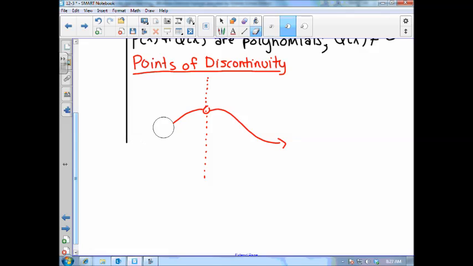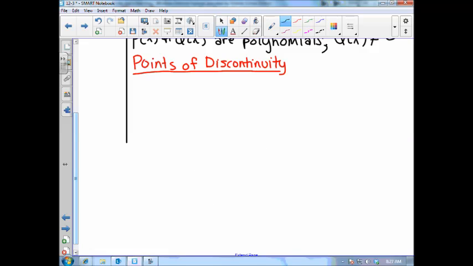Those are areas where you get points of discontinuity. So if you can keep your pencil on it the whole time, it's continuous. If your pencil has to lift off the paper and restart, then it's not continuous. There's a discontinuity. There's two different kinds of discontinuities though. For example, one, we're going to look at a removable discontinuity.